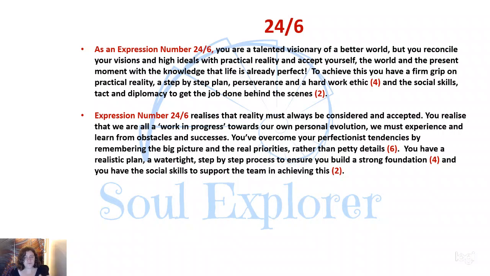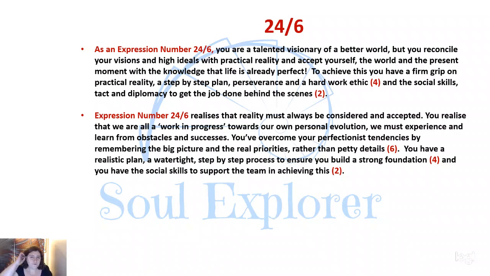So the way that the 2-4-6 expression energy manifests is you have a firm grip in the 4 of practical reality, more so than any other number, because the 4 is very grounded. You have a step-by-step plan in the 4 energy, perseverance and a hard, strong work ethic. So you're a visionary of your ideals, and to achieve that talent, to express and manifest that talent, you show energy in the 4, the step-by-step plan, the goal achievement, the hard work, and the perseverance until the goal is achieved. And then in the 2, you also use social skills, tact, diplomacy, and you get the job done behind the scenes.